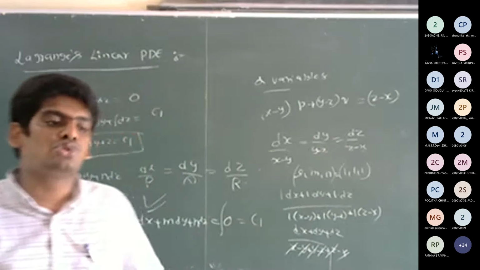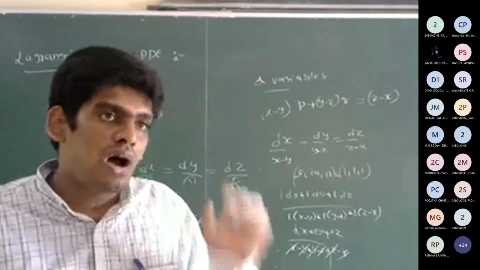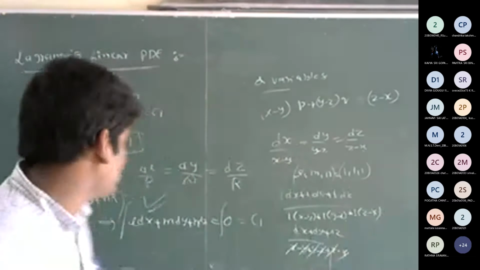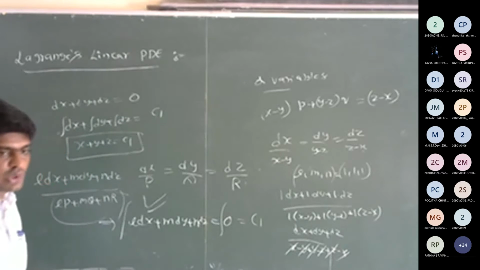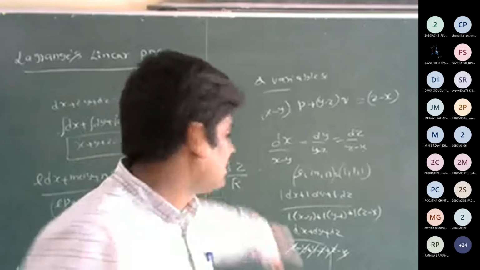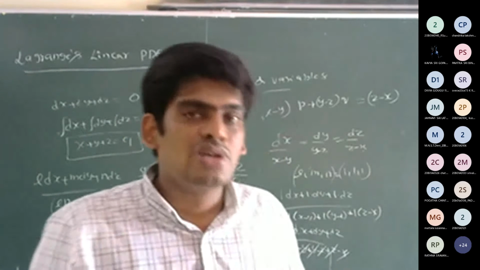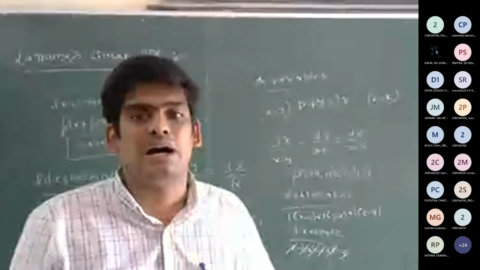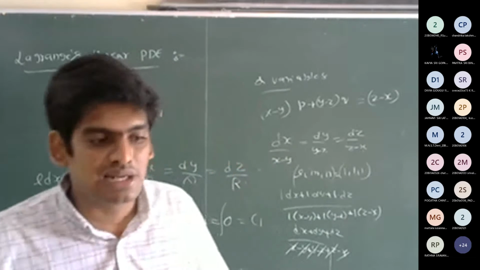Similarly, you can choose another set of multipliers. The multipliers must satisfy the condition that l P plus m Q plus n R is equal to 0. In that way you can solve likewise, and then you will get another set of solution, that is the second solution. Finally you combine these two solutions, and then you will get the required solution. That is called the general solution.